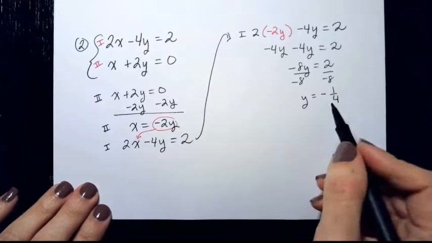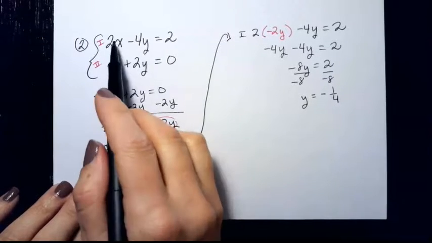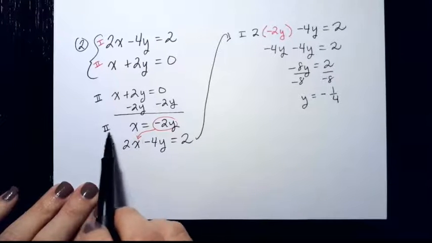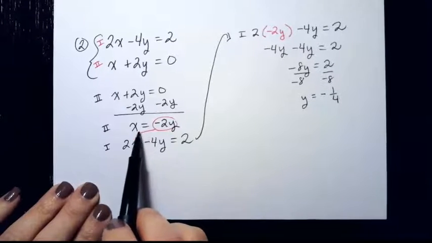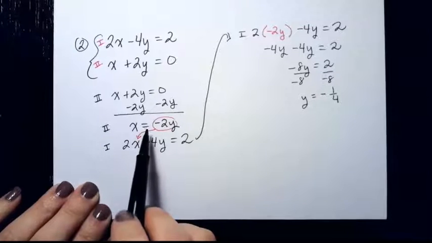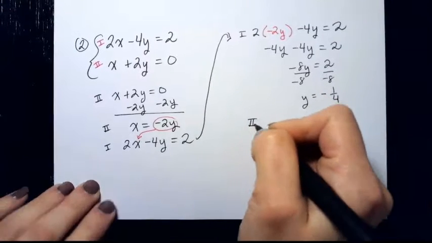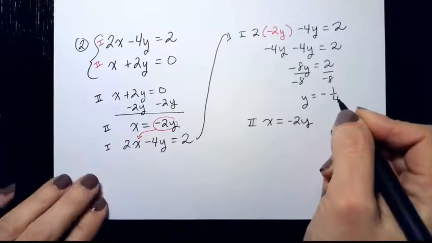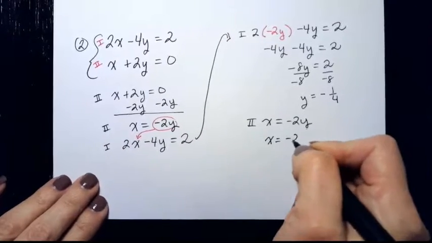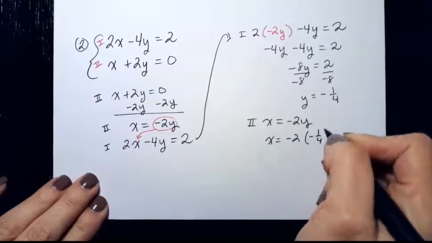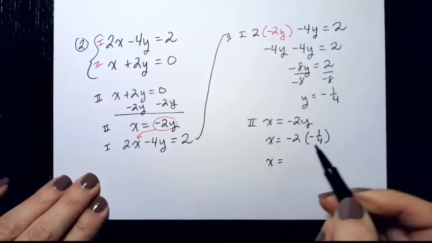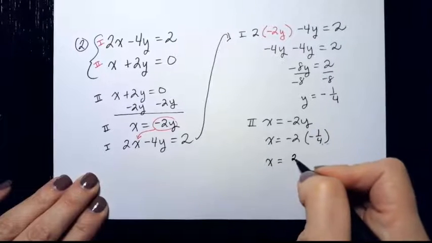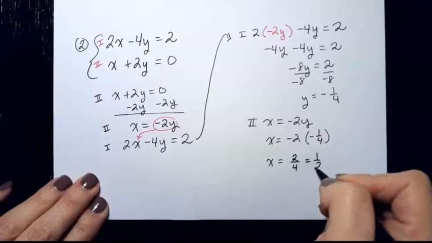I do need to get the x value that goes with this. You can use either the original equations or any equivalent version. So I like this version of my second equation because it's already x equals. I've done some of the work already, so why not use that? So my second equation here said that x equals negative 2y. If y is negative 1/4, then x is negative 2 times negative 1/4. And x is negative times negative is positive. 2 times 1/4 is 2/4, which is 1/2.